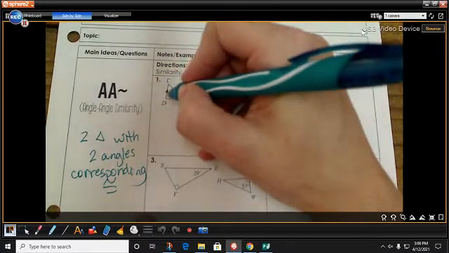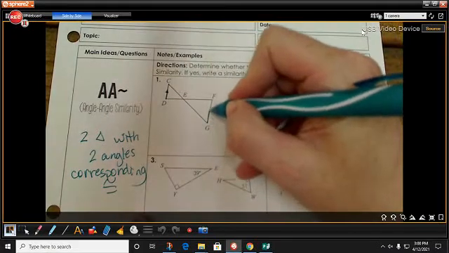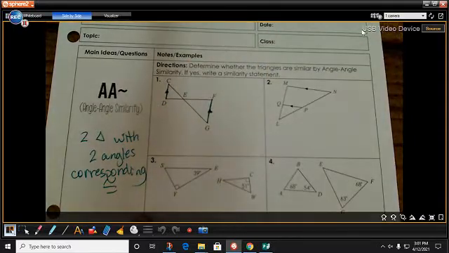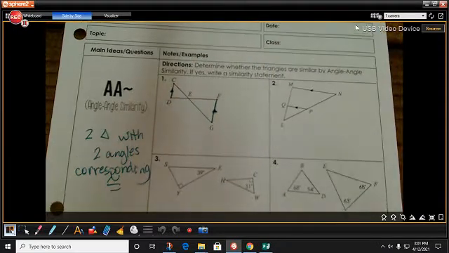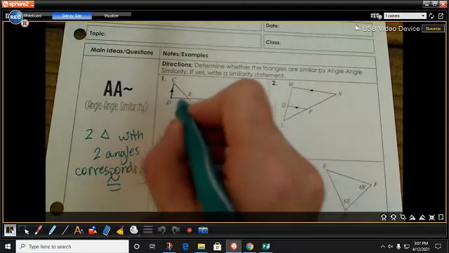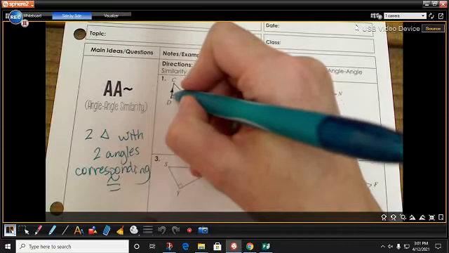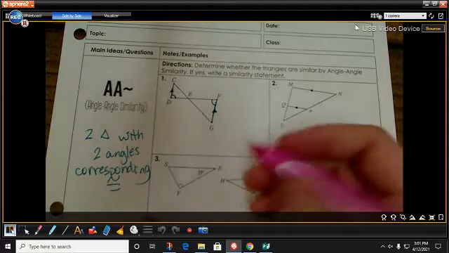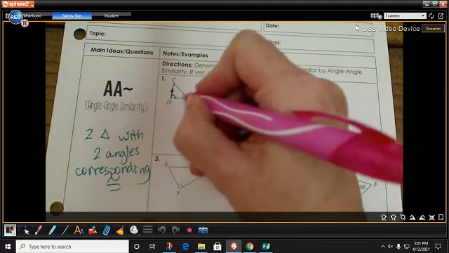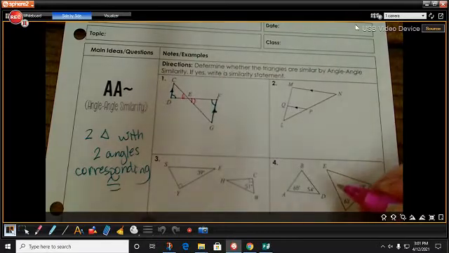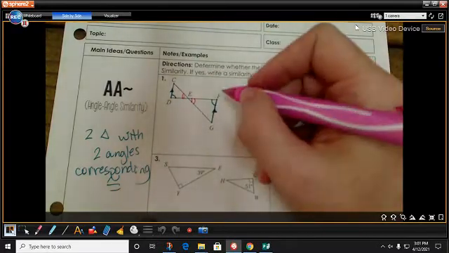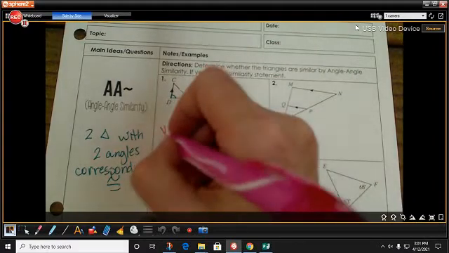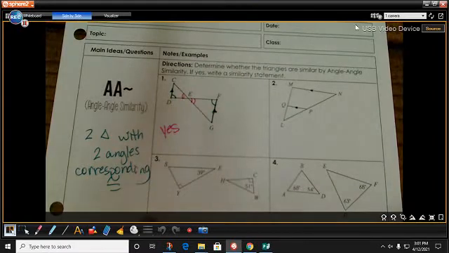In this first one, notice that I am given that these two segments are parallel. I know that because they have these arrows, and those are our symbols for lines being parallel. Because they are parallel, being cut by this transversal, I know that alternate interior angles here are congruent. And then also, I know that these angles here in the middle are congruent because they're vertical angles. So now I have two different sets of angles being congruent. And so then, yes, the triangles are similar.